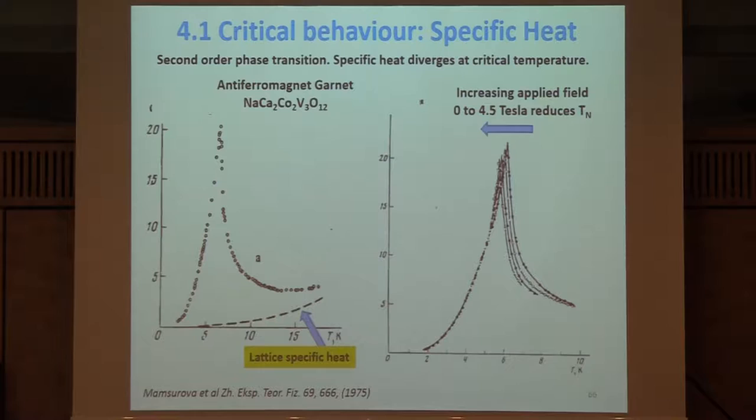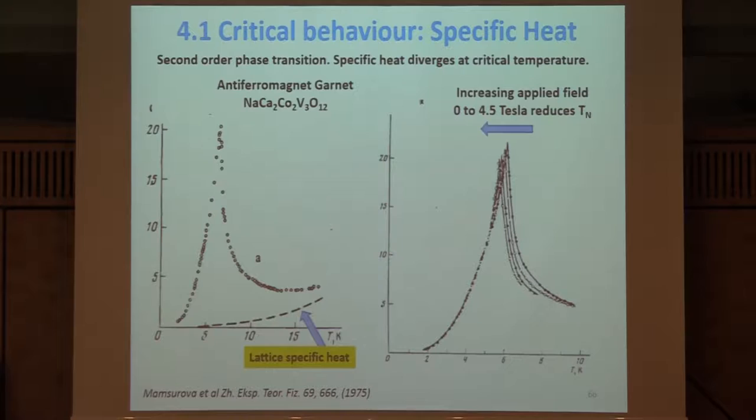A simple thing, if you want to find out the Néel temperature, is to do specific heat measurements. Again, I say simple. It's simple if you've got nice big samples. It's also a lot simpler if your Néel temperature happens to be very low. So you expect a divergence, a second order phase transition, a divergence in the specific heat at the Néel temperature. So you can look for that.